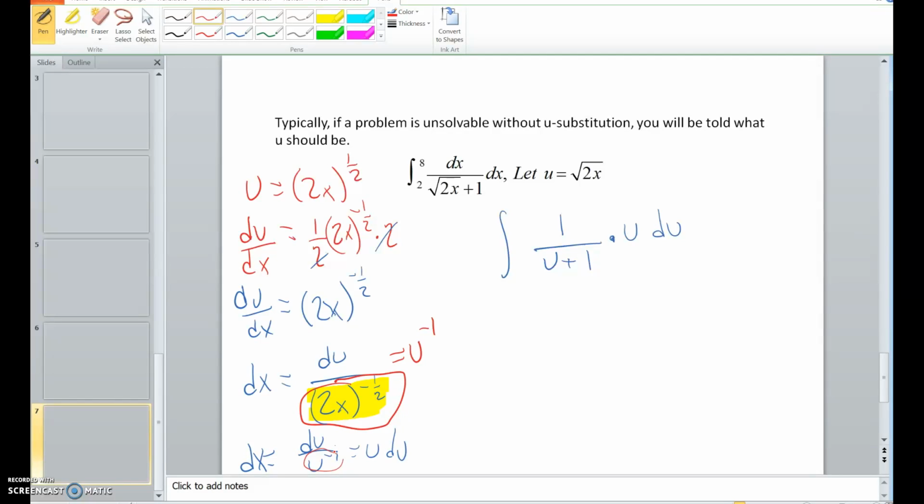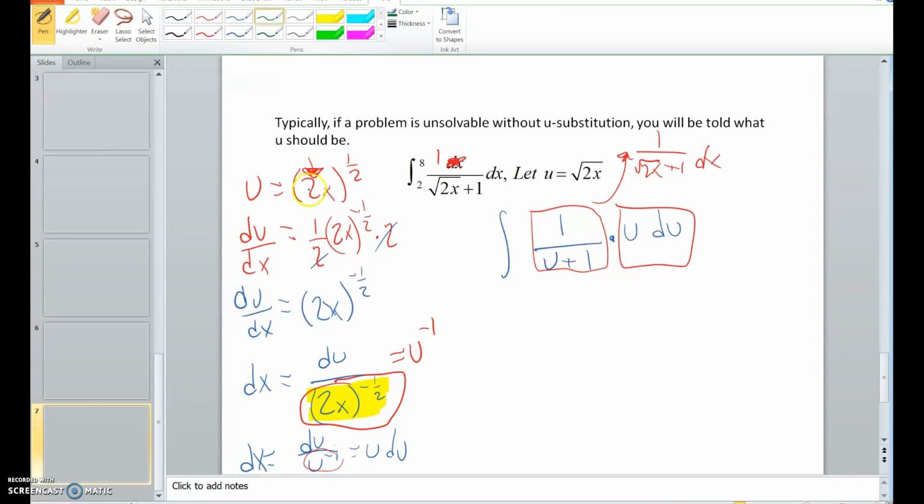So then when we rewrite the original problem, we get 1 over u plus 1. So this piece is, from the original problem, 1 over root 2x plus 1. And then u du, this is the dx. I accidentally wrote dx twice in the original problem. The last thing we need to figure out are the new bounds of integration. So go ahead and take a second, try to figure out what the new bounds are. Remember, you get the bounds by plugging the original bounds into the substitution for u. So go ahead and take a second to figure those out.